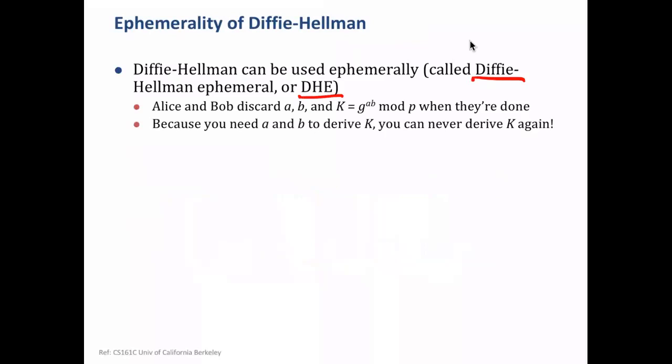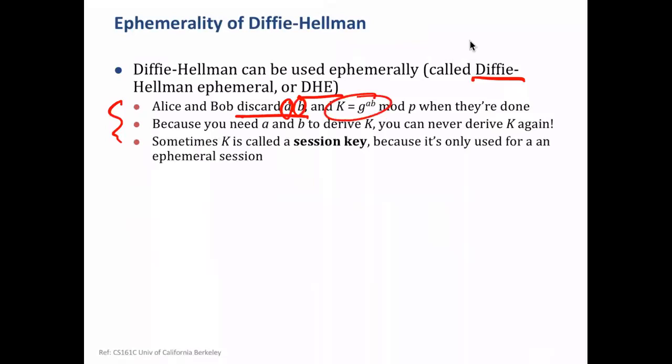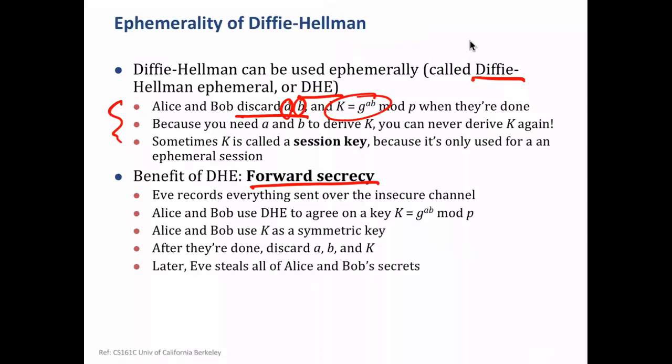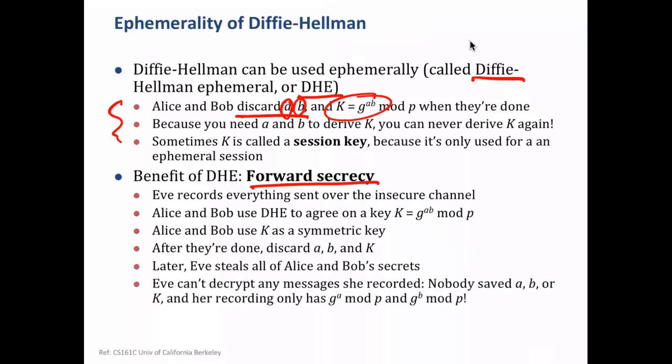It means that both Bob and Alice discard their private values. Alice will discard A, Bob will discard B, and then the public keys, when they are done with communication. And this provides forward secrecy. Forward secrecy is when somebody cannot guess in the future. Go through it.